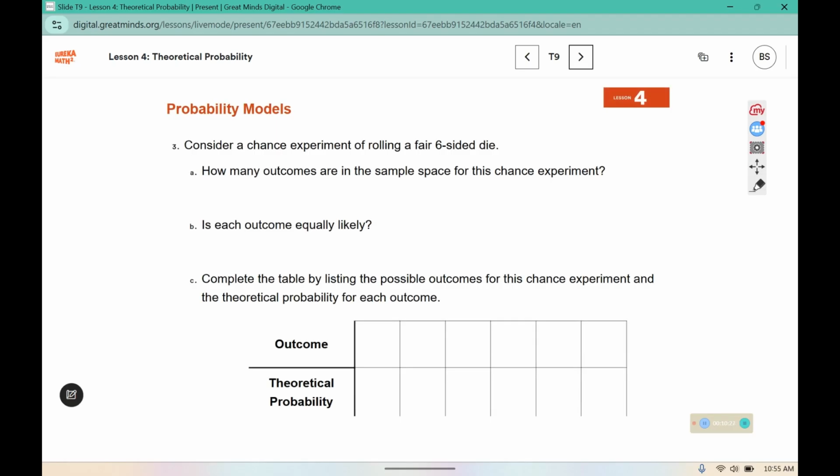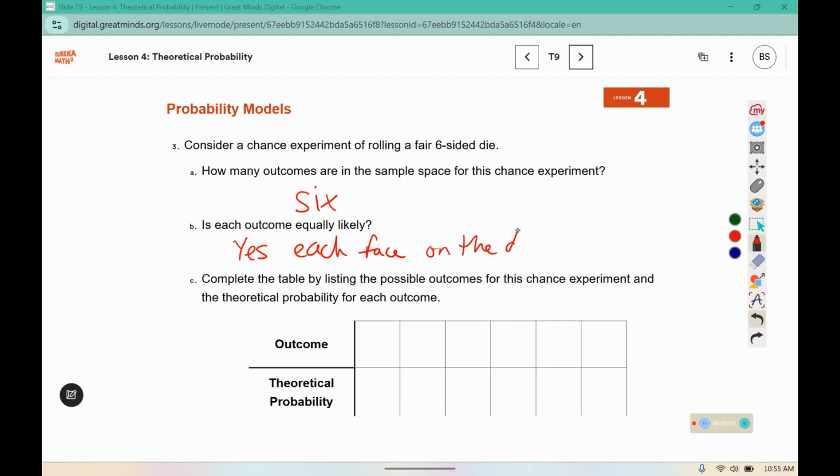Consider a chance experiment of rolling a fair six-sided die. How many outcomes are in the sample space of this chance experiment? There are 6 possible outcomes. You can roll a 1, 2, 3, 4, 5, or 6. Is each equally likely? Yes. Each face on the die is the same size.